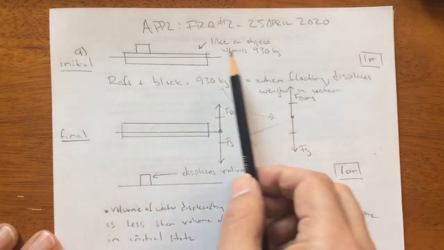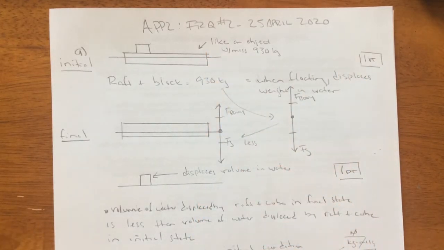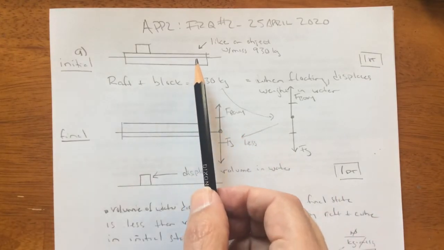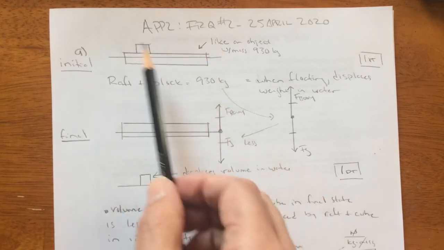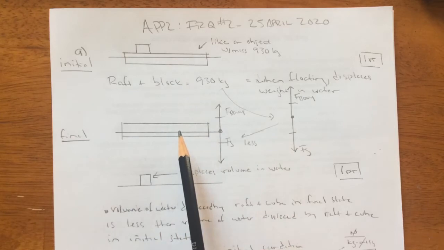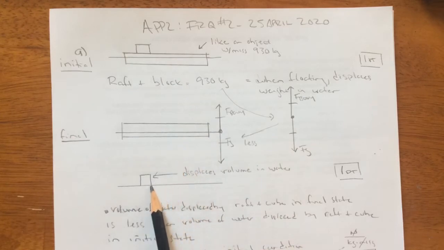So one point for identifying, in your paragraph, these relationships: that initially the water displaced is going to be equal to the mass, and the second place the block is going to displace the volume in water. Those are 2 points. Whenever you can draw a free body diagram, draw a free body diagram, even in a paragraph length response. And so the volume of water displaced is less than the volume of water displaced in the initial state.